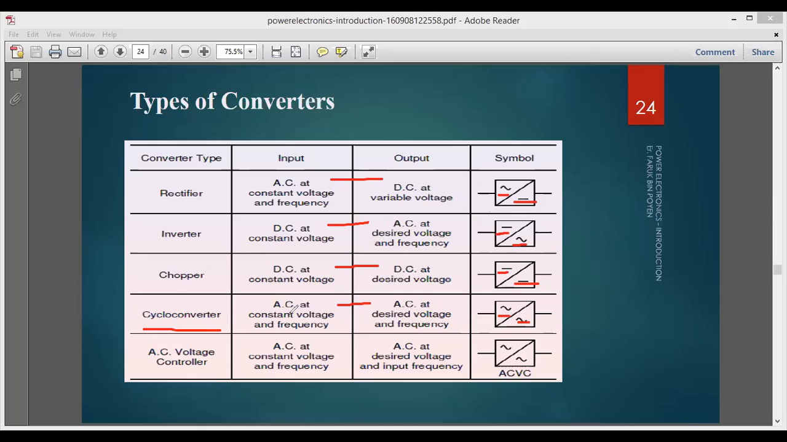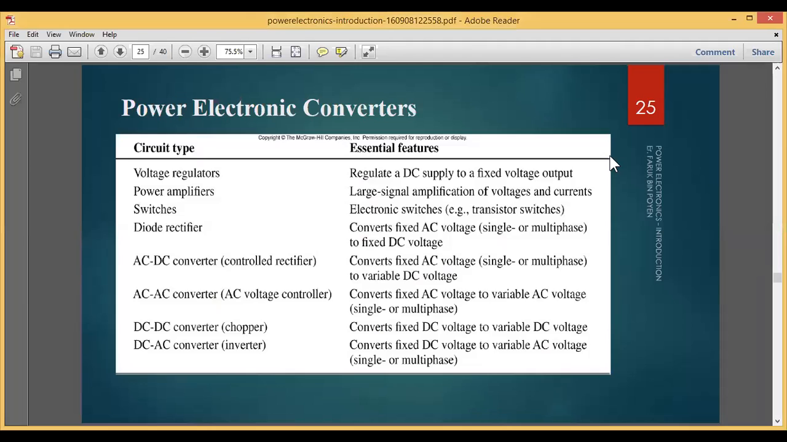But the difference is that one is constant frequency, the other is the desired frequency. One is the constant frequency where the frequency is not changed at the input side. But if you want to have a desired voltage and frequency, then go for a cycloconverter. We have one more, that is AC to AC again, but both the frequencies are different, that is the AC voltage controller. Constant voltage and frequency, desired voltage and frequency. Again, you will be getting both as sine signals. In this way, we study the basic types of converters in power electronics.